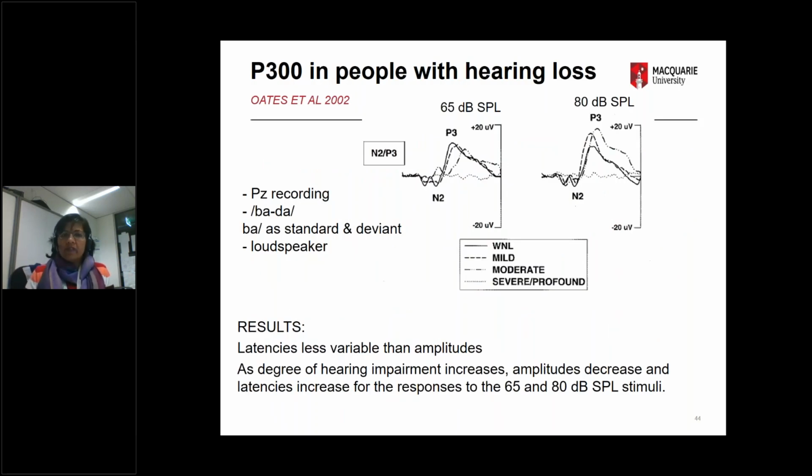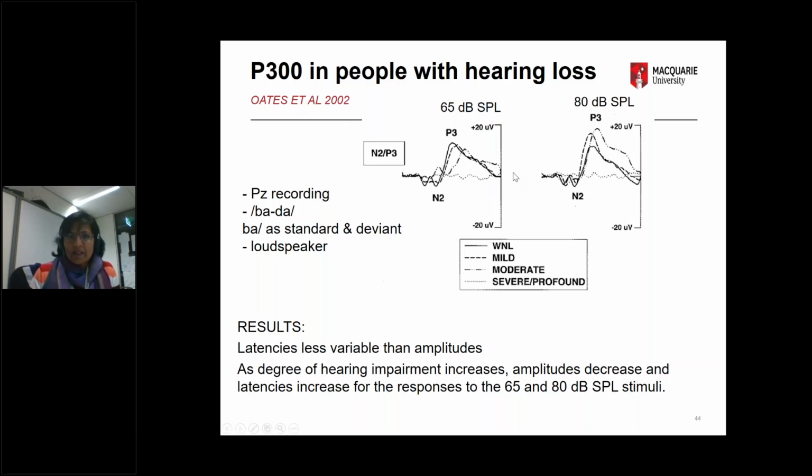So this is a very cool study that was done in 2002 in people with hearing loss. This was one of the first, and I really couldn't find a follow-up study, but I'm sure there's another one. In any case, this is a good example of what you can do in your clinics. They looked at PZ recording, that's all they did for the P300. They did look at cortical obligatory responses as well. They looked at ba and da, so they used speech sounds. They presented them through loudspeakers so people could wear their hearing aids. I wasn't entirely sure in their paper if they used aided versus unaided, but that's something you've already learned about cortical aided potentials, so you can do this.